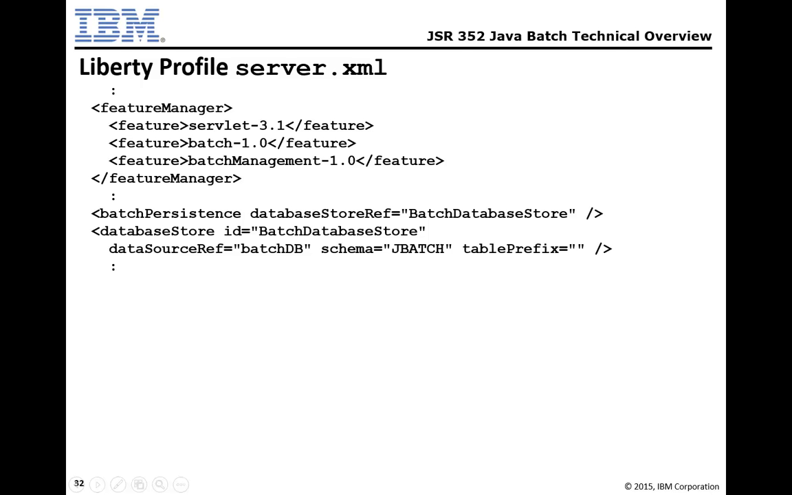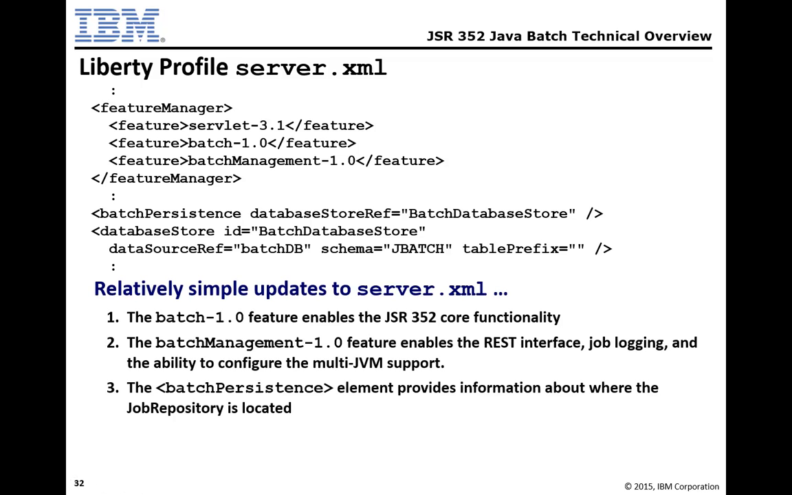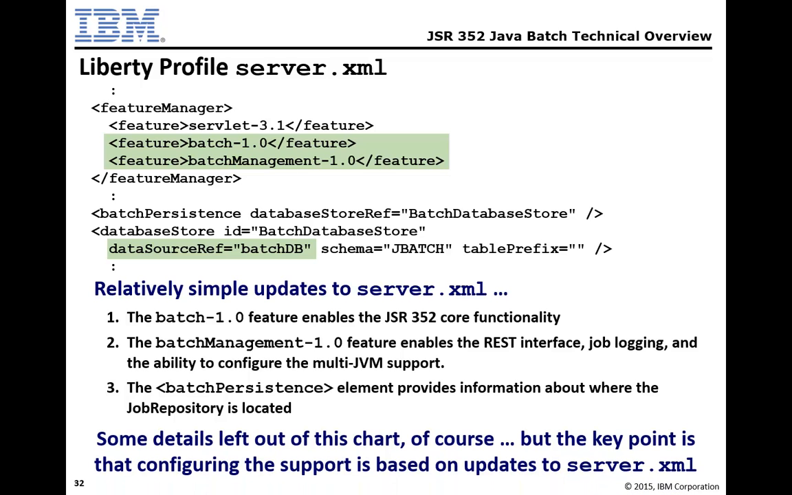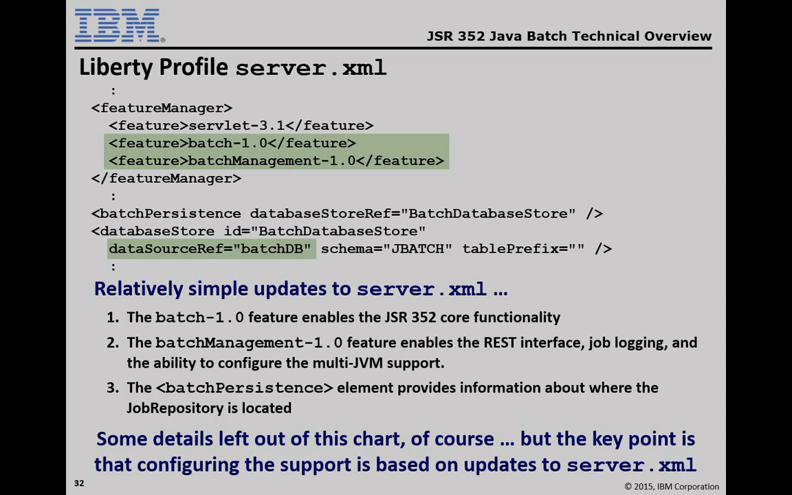Let's take a peek at what the Liberty Profile server configuration file looks like for JSR352 support. There's a few updates to enable the support. The Batch 1.0 feature enables the core JSR352 support. If you want to use the REST interface, enable job logging, or the multi-JVM support, you code the Batch Management 1.0 feature. The batch persistent element is used to indicate where the job repository is located. We're leaving out some of the finer details because the chart would get too busy if we included them. What we're not showing is the standard configuration elements for JDBC, and if the multi-JVM support is used, the configuration elements for JMS. Other documentation provides those details.